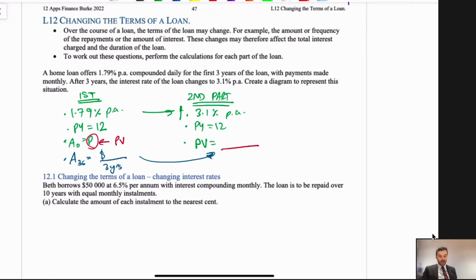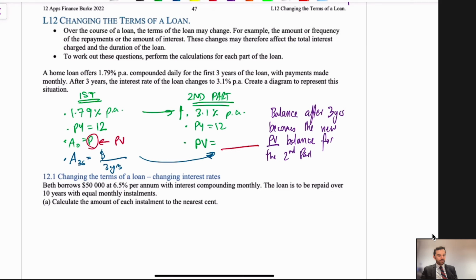Okay, so there's our diagram there, and I'll just say that the balance after 3 years becomes the new PV balance for the second part of the loan. And key part, we're treating these as having two parts to the loan, okay? Whenever you see a change in the terms, okay?